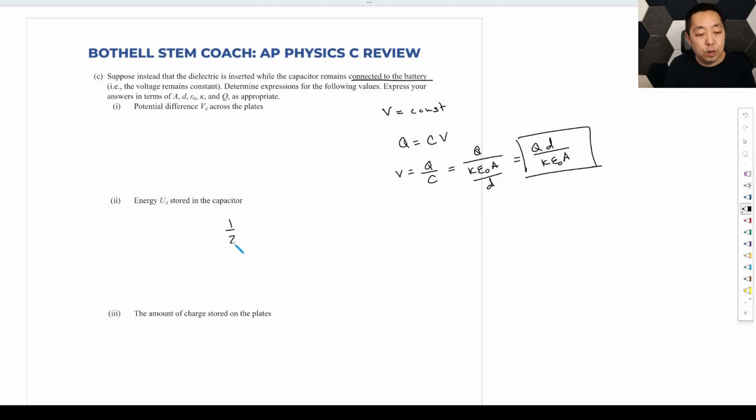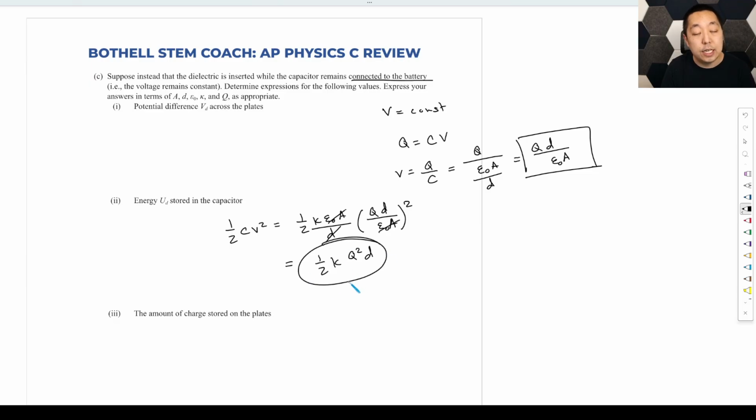Okay. Now when I do 1/2 CV squared, it's 1/2 kappa epsilon naught A over D, but the voltage didn't change. It's still this thing here, QD over epsilon naught A. Actually, this one we don't have the kappa in it, because this is the potential before I added the dielectric, right? And it's still the same afterwards. So what happens here is when I square the D, one of them will go away. So you have 1/2 kappa Q squared D over epsilon naught A, and that would be the energy.